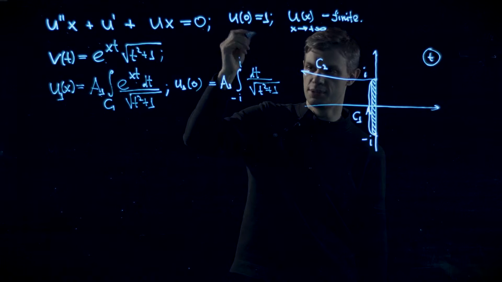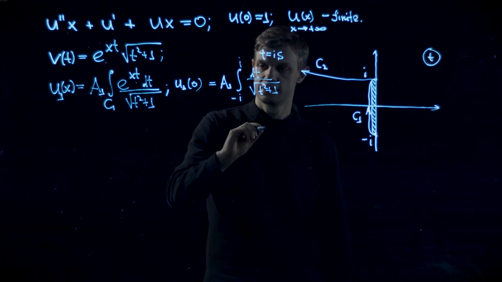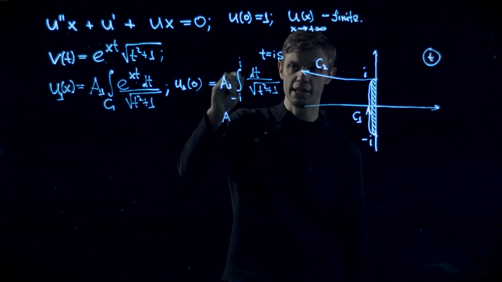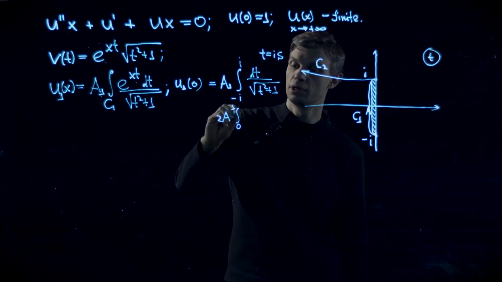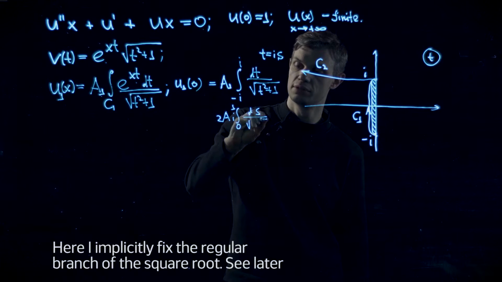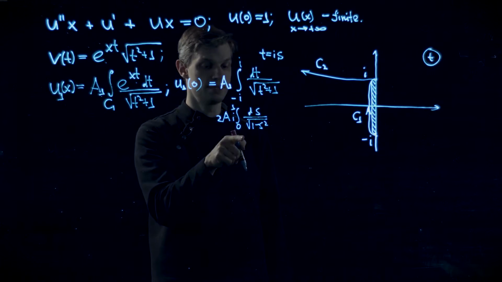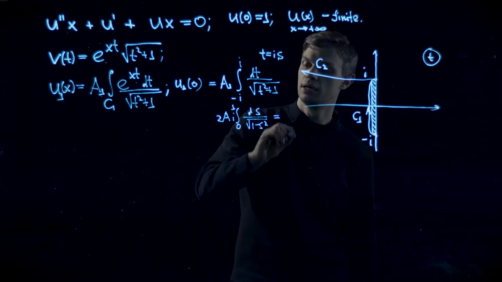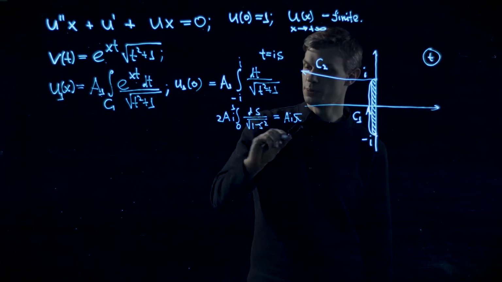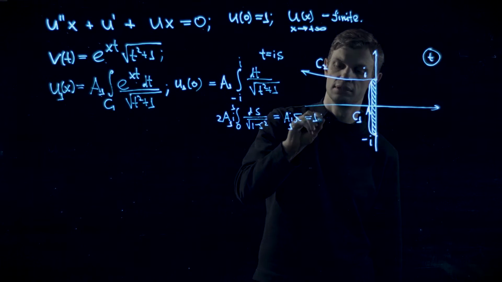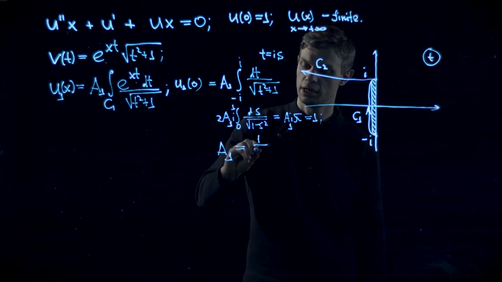One can compute it with an easy change, for example, t is equal to i s, and so you get the integral from 0 to 1, double integral from 0 to 1, ds over square root of 1 minus s squared, which is a trivial arcsine, and arcsine at 1 is pi by 2, and at 0 is 0, so the answer is i pi. So the solution is fortunately normalizable, and this way we found our constant a1. a1 is equal to 1 over i pi.